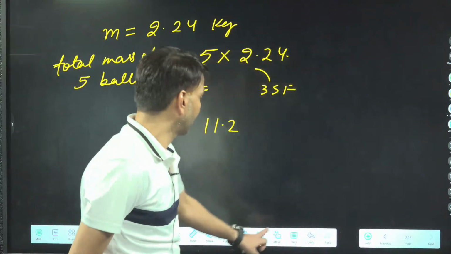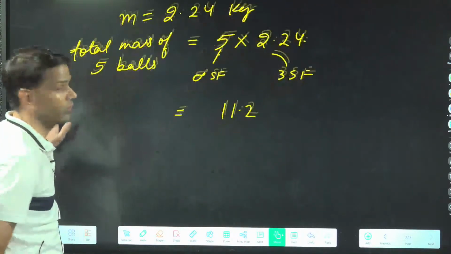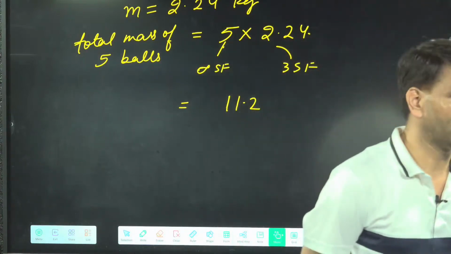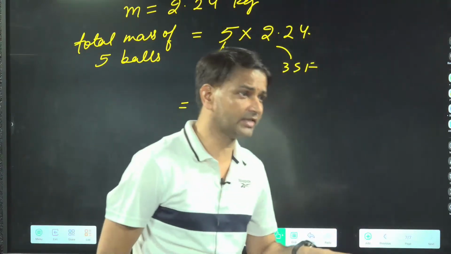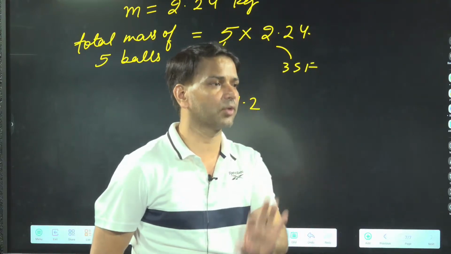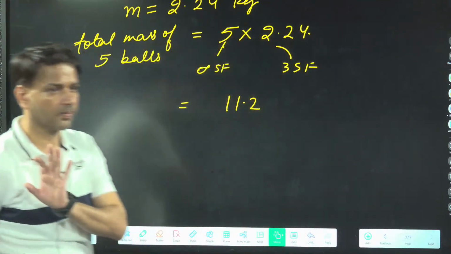Similarly, you will remember this, no need to write it now. When we have a numeric multiplier, we can consider infinite significant figures. So they will not decide the significant figures in the product. Understood?